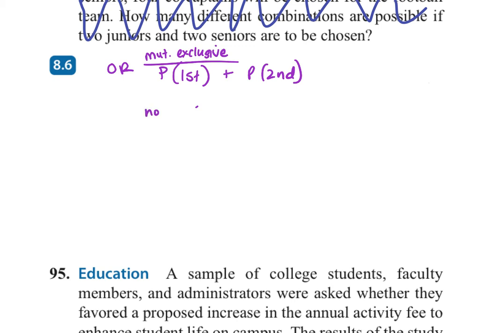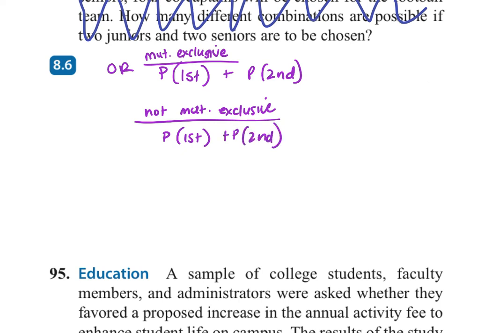And then not mutually exclusive would be the probability of the first plus the probability of the second minus the probability that both happen. So like a red heart: it'd be the probability you get a red card, plus the probability you get a heart, minus the probability that you get a red heart. That's if it's an or statement.